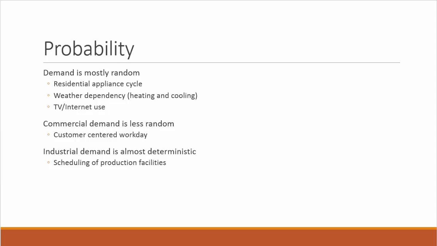Industrial demand is almost deterministic. Scheduling of production facilities is done into the future to make sure the workforce is there and that their supply resources are there to produce the product or the services. There are a couple of cases where this is not as true as it used to be, especially for those companies that have their own generation, such as Alcoa, DuPont, and Dow, who have their own facilities to generate electricity.